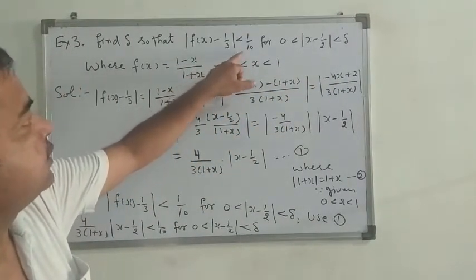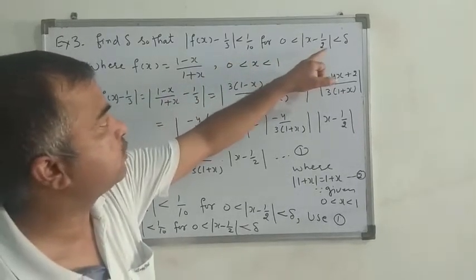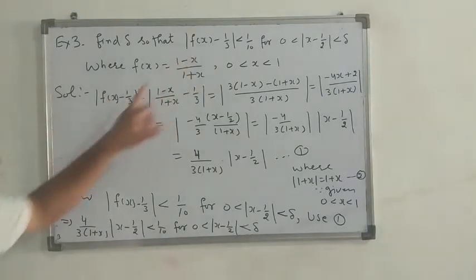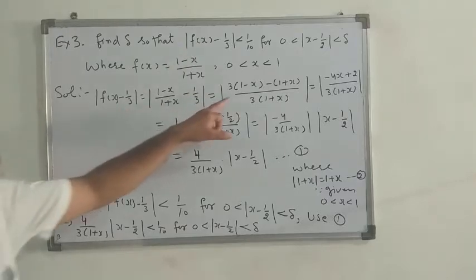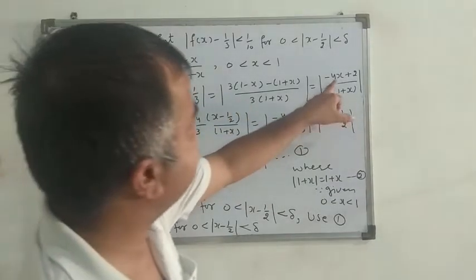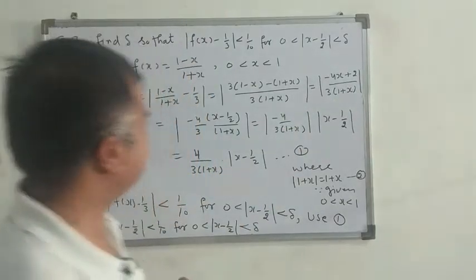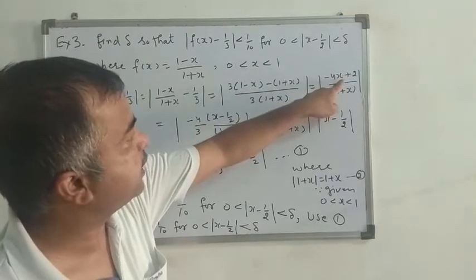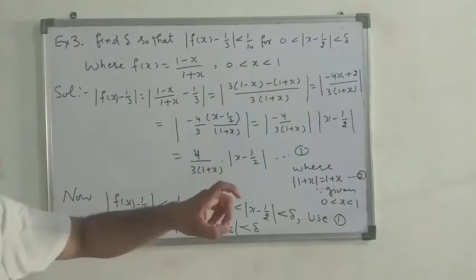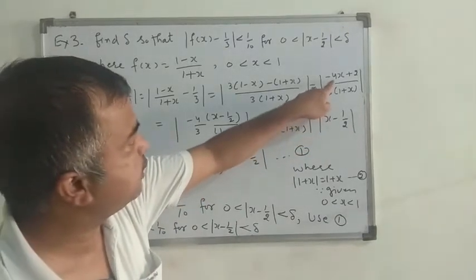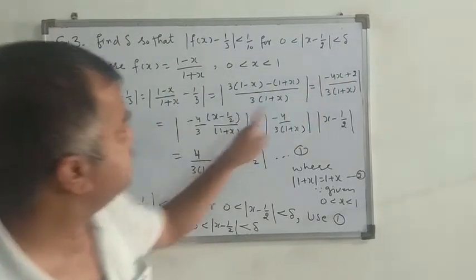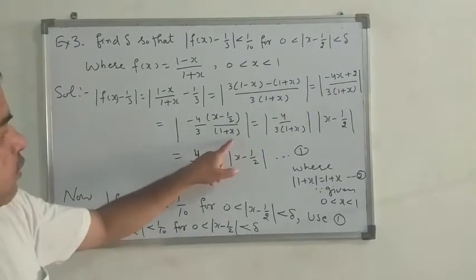|f(x) - 1/3| < 1/10 whenever |x - 1/2| is less than delta. So solution: first of all, what is |f(x) - 1/3|? We put the value of f(x). After solving, we get |(-4x + 2)/(3(1 + x))|. Now let us see, here it is x - 1/2, so try to make it x - 1/2. We have to take minus 4 common. When we take minus 4 common, it will be (x - 1/2) over 3(1 + x) as it is.